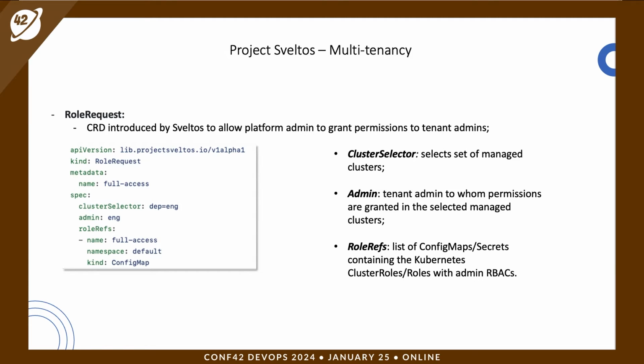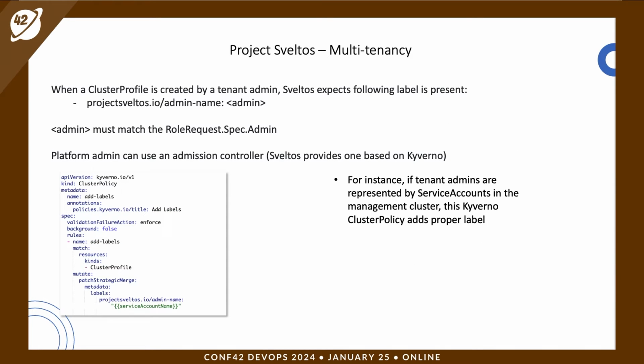And then you have an admin section. The admin section identifies an admin. In this case, I'm saying that the engineering admin, in every cluster matching the cluster selector department equals engineering, has all the permissions that are defined in the config map in the default namespace called full access. Let's look at an example.